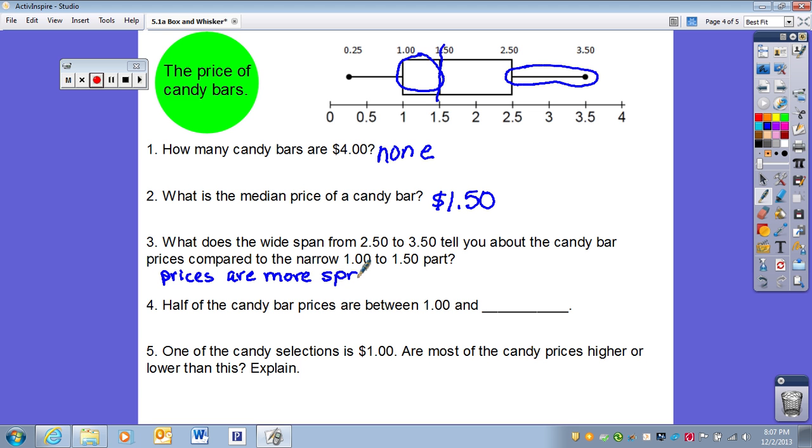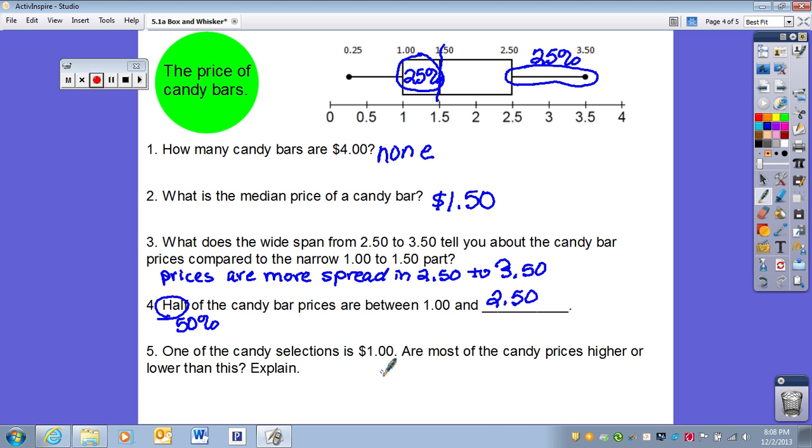In the $2.50 to $3.50 section. But each represents 25% of the data. Remember that there are 25% of the candy bars that fall in this category and 25% of the candy bars that fall into that category. Now, 25, 25, 25, 25. What I'm looking for now is half or 50% of the candy bars fall from $1 up to $2.50. Because 2 sections would represent 50%.